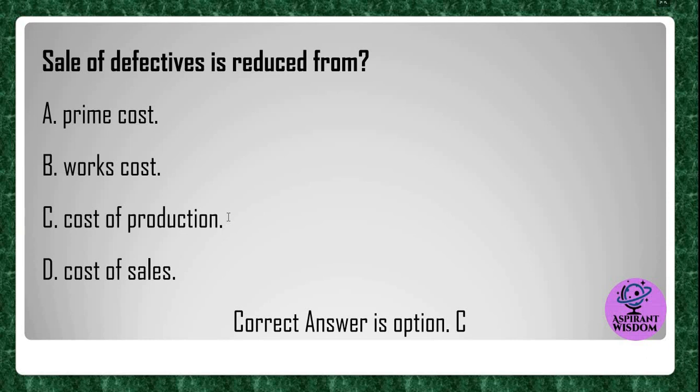Sale of defectives is reduced from A. Prime cost, B. Works cost, C. Cost of production, D. Cost of sales. Correct answer is option C.